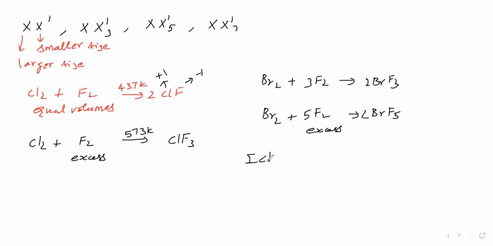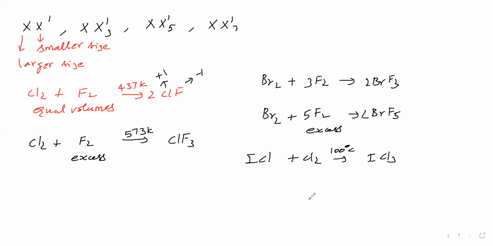Next, ICl is an interhalogen compound because it contains two different halogens. This we will treat with Cl2 at 100 degrees Celsius. What we are getting is ICl3. ICl is the lower interhalogen compound, ICl3 is the higher interhalogen compound. So we have converted a lower interhalogen compound into a higher interhalogen compound.